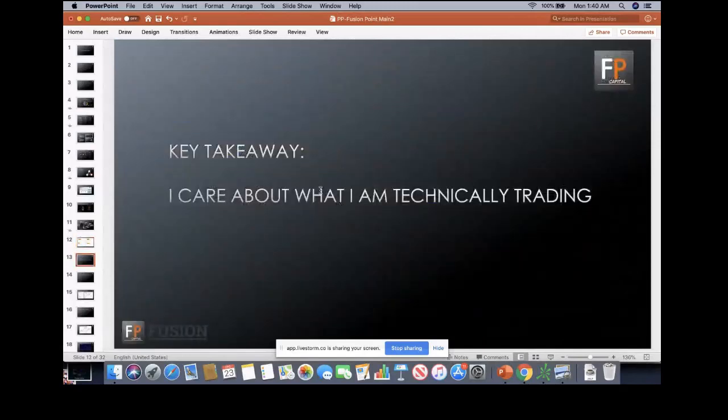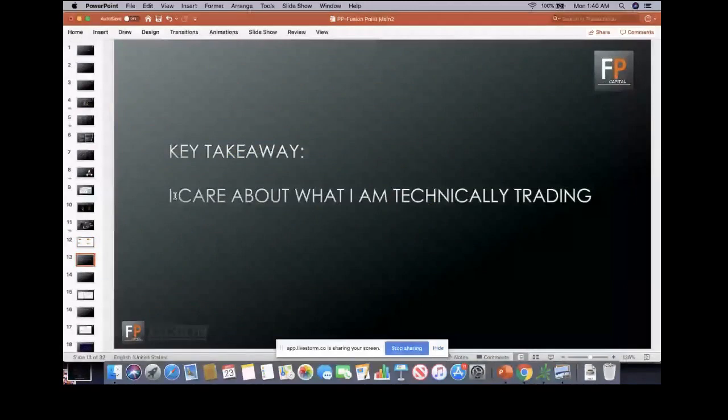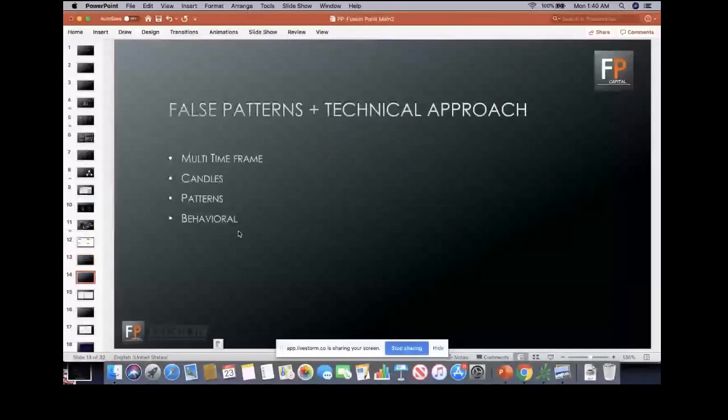This is kind of the takeaway, is that I do care a lot about what I'm technically trading. So that's just kind of the easiest way to say it. And I do think that's important. That has been a big shift for me over the course of the last, I don't know, let's call it 8 years. Going into the technicals though, and this is kind of where the real actionable stuff comes in, is false patterns in the technical approach.